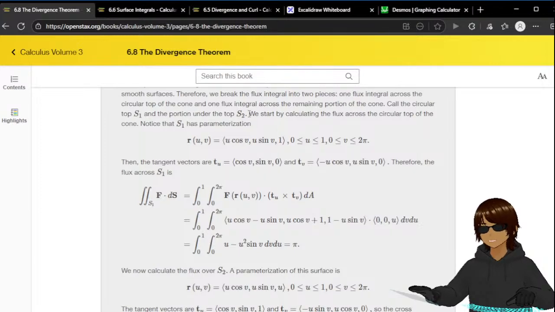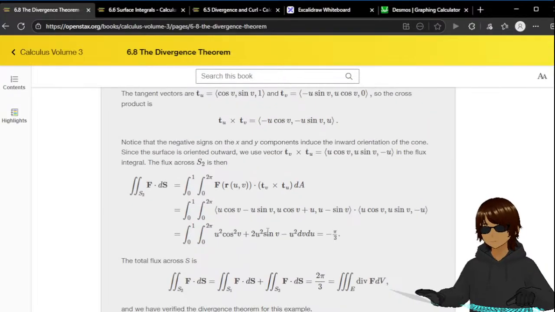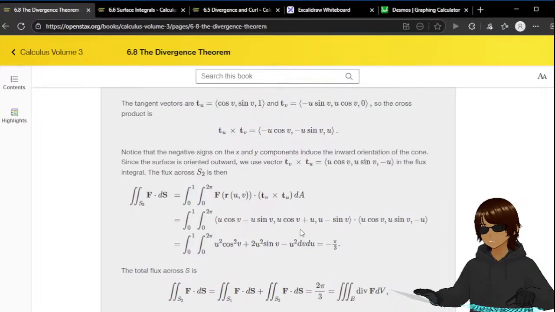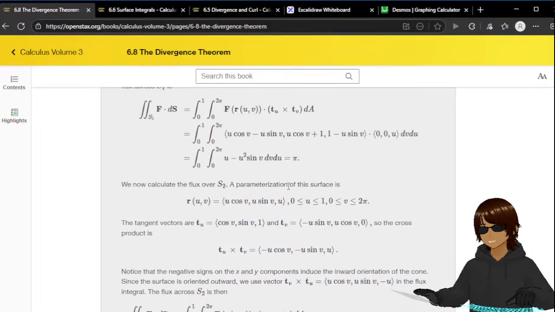The portion under the top is S2; call the circular top S1. So for S1, it's pi. For S2, it's minus pi over 3. Together, it's 2 pi over 3, right?